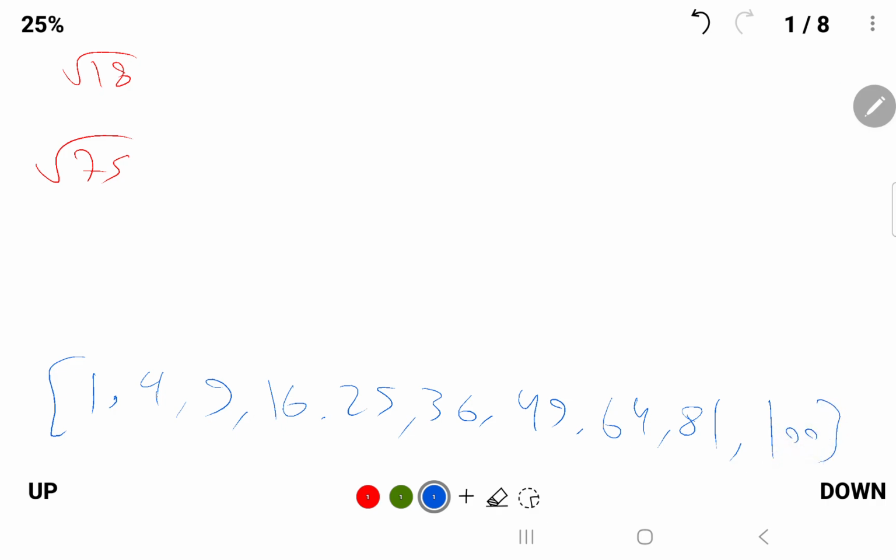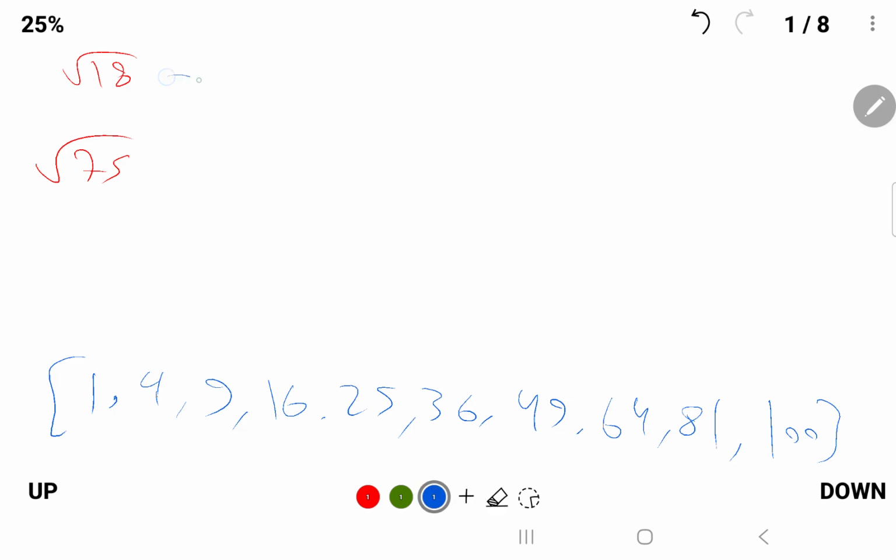So these are known as perfect squares, because if you take the square root of any of these numbers, like let's say square root 36, it's going to simplify to an integer. Square root 36 is equal to 6. But now 18 and 75 are not included in this list.